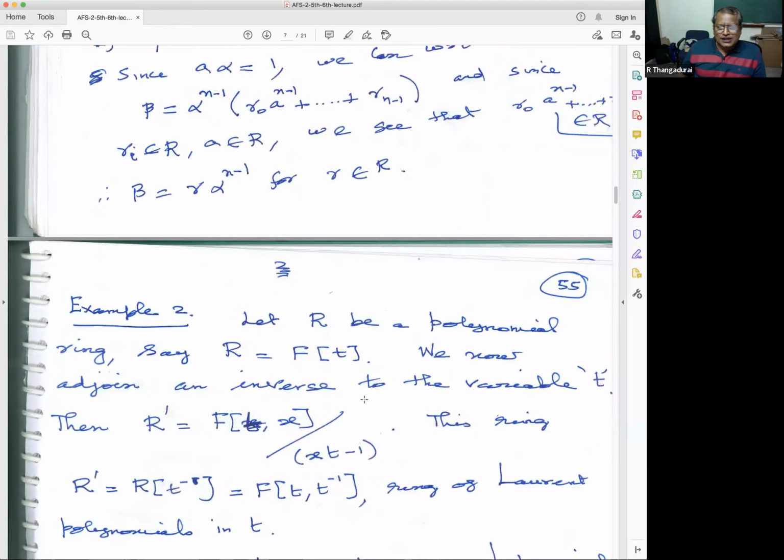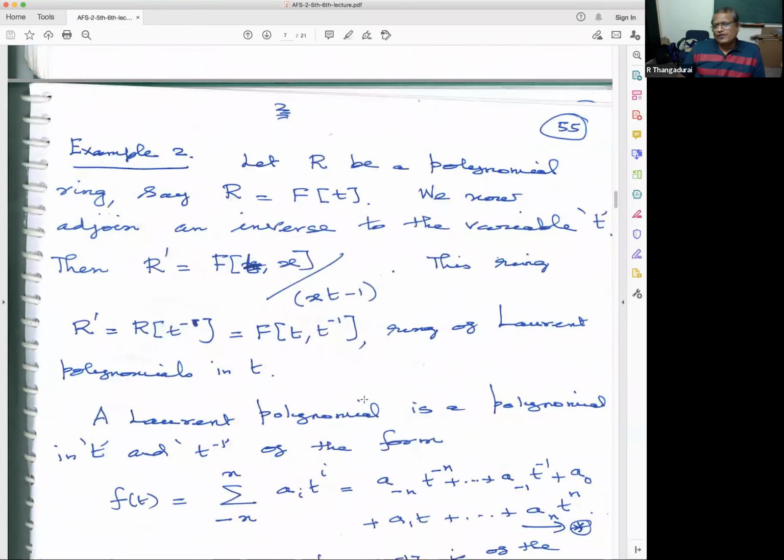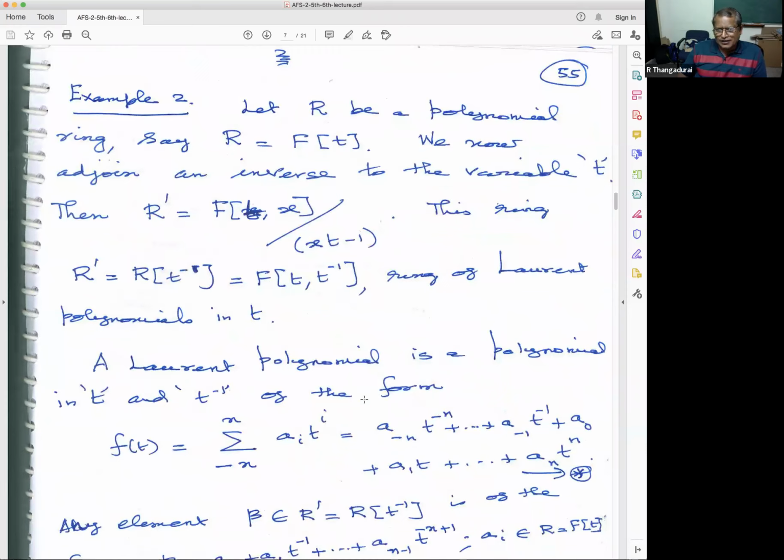Okay. So another example. We look at a polynomial ring. That is, our R is nothing but a polynomial ring over a field F. That is, we write it like F of t. F of t is a polynomial ring over F in variable t. Now we want to adjoin the inverse of the variable t. It means t inverse we want to adjoin.